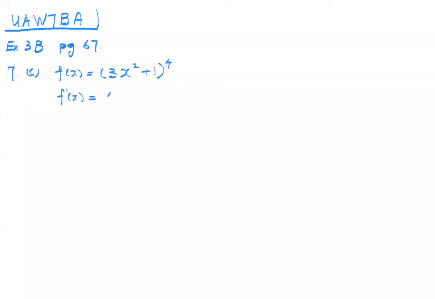So 4, bring down the power, copy down the whole thing, power minus 1. Then times by the derivative of whatever is in the bracket. To differentiate this, it is the same thing: bring down the power, copy the x, then power take away 1. So the answer is 6x.